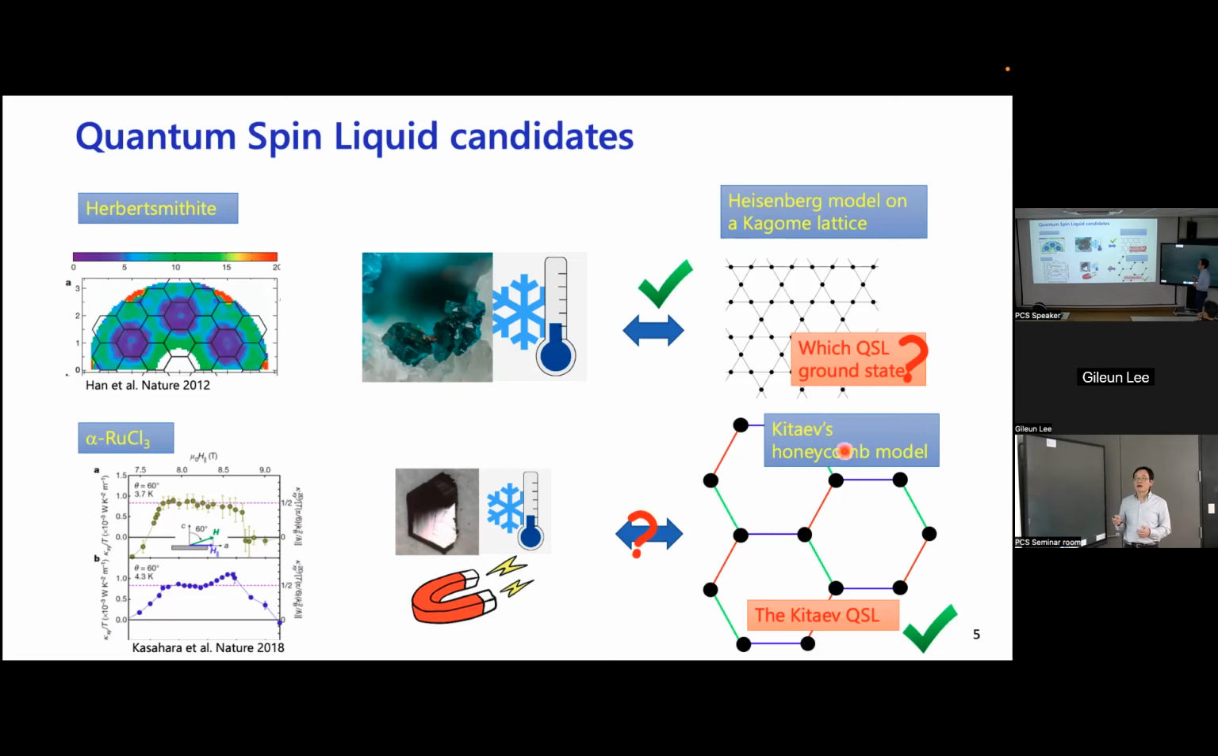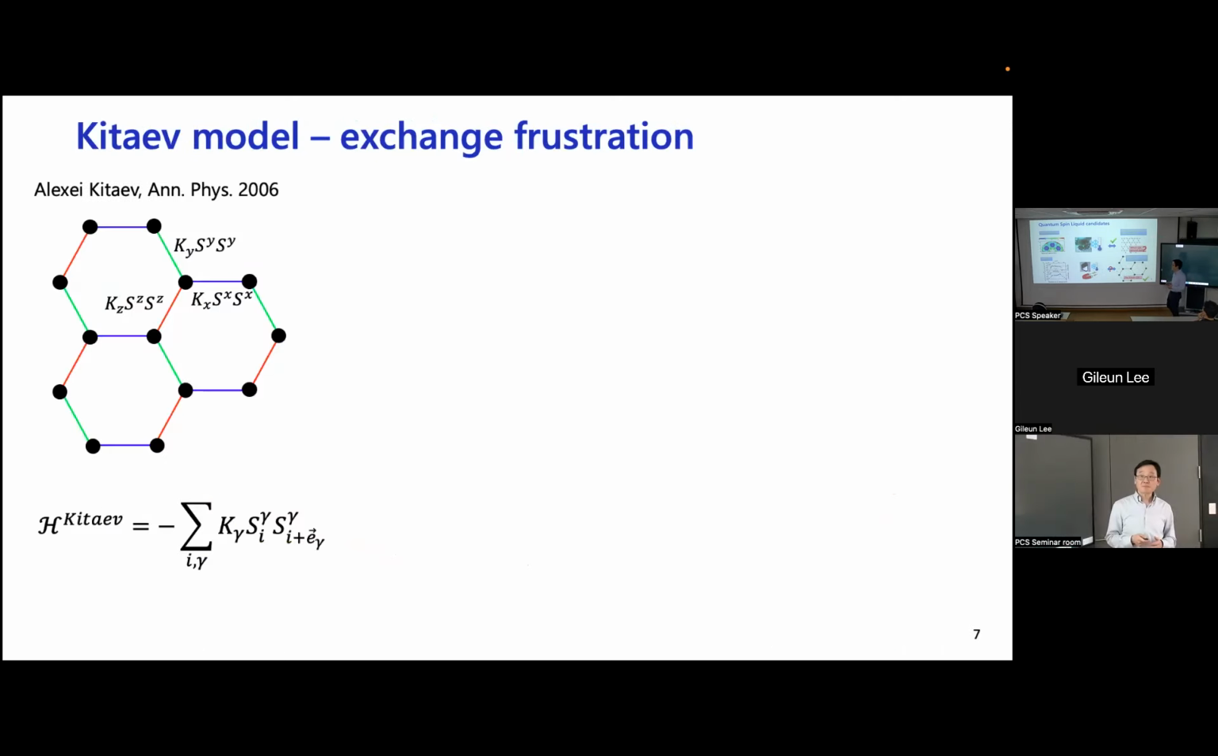However, for Kitaev's honeycomb model and alpha-ruthenium chloride, the situation is reversed, because everybody agrees and understands what kind of quantum spin liquid this model realizes. But the question is, is alpha-ruthenium chloride a good realization of the Kitaev honeycomb model? That is still the question that we are trying to answer in many of our studies.